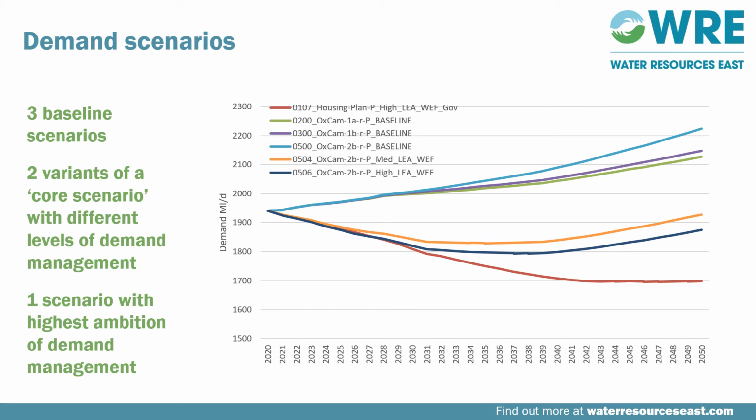The demand scenarios are illustrated in this graph. There are 3 baseline scenarios which depict different growth assumptions, including for the Oxcam arc. The lower 3 scenarios include varying levels of demand management.